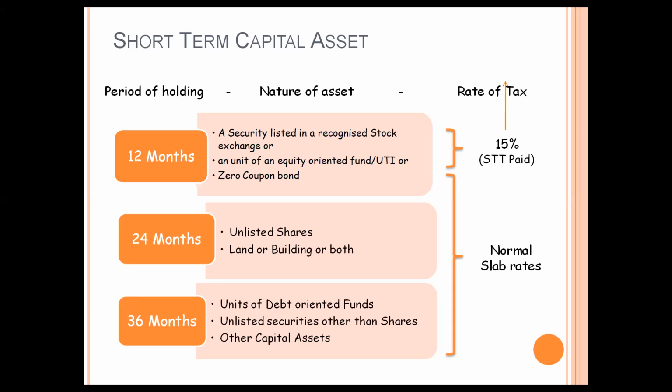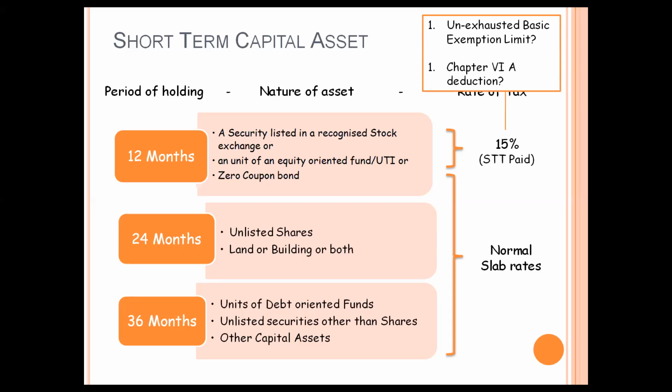If we see here, how do we compute the rate of tax? Rate of tax is of 2 kinds. One is 15%, the other is normal slab rates. The 15% is for STT paid assets, that is, the first 2 in nature: a security listed in a recognized stock exchange or a unit of an equity-oriented fund, only if STT is paid.